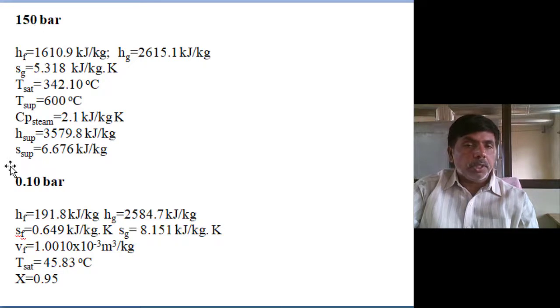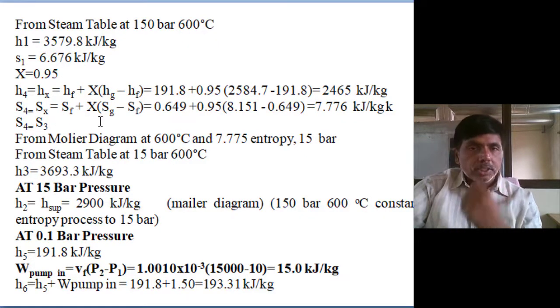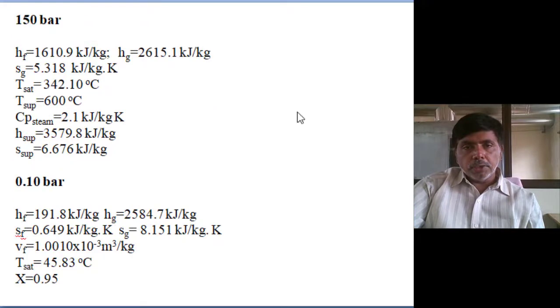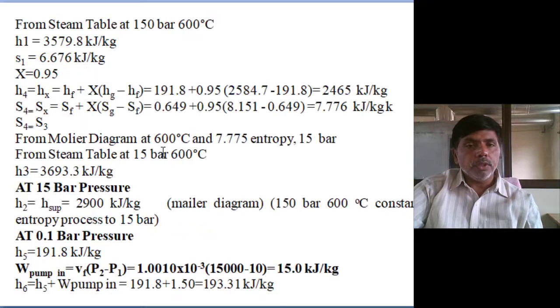First, at 150 bar the steam is superheated, and the other known pressure is 0.1 bar, because the intermediate pressure we don't know. So for H1, at 150 bar pressure and 600 degrees temperature, from the steam table you can extract the superheated table values H1 and S1. For state 4, Hx equals Hf plus x into Hg minus Hf, and Sx equals Sf plus x into Sg minus Sf. Then you get the S4 value. S4 equals S3.